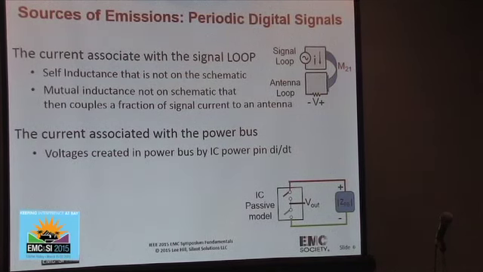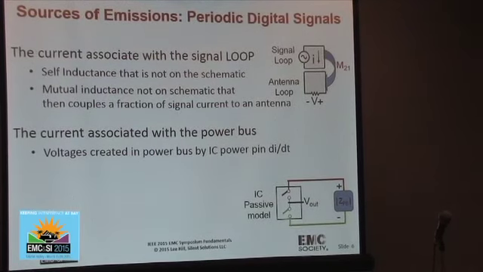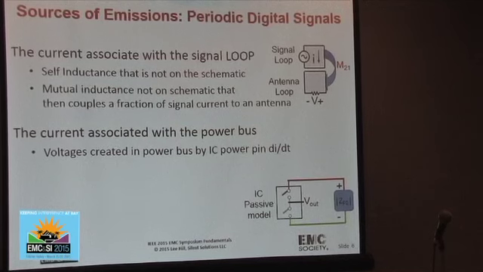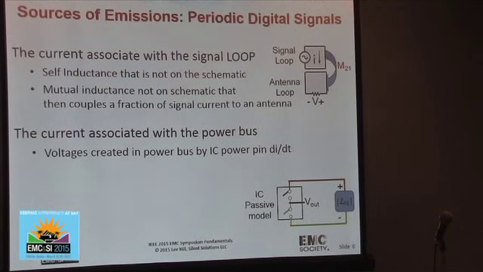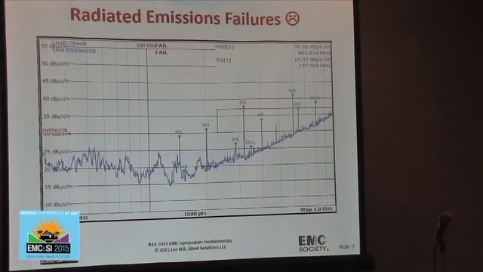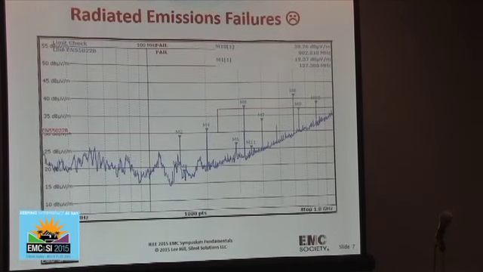But here's a way that currents flowing in and out of the chip can create a voltage across a couple of pieces of metal, a power and ground, power and zero volt structure, which is then maybe connected to wires or connected to other circuit boards, physical things that can become antennas. So just a very high level, breezing past the sorts of things that we expect to be our sources for radiated emissions. And after sources for radiated emissions, sometimes we get radiated emissions.